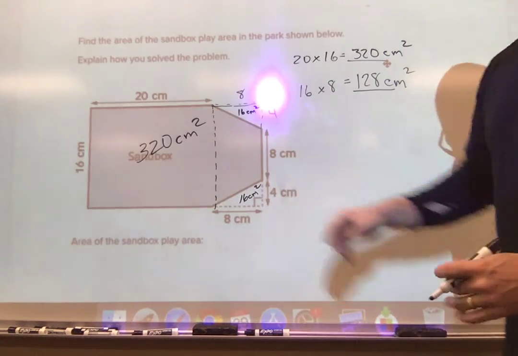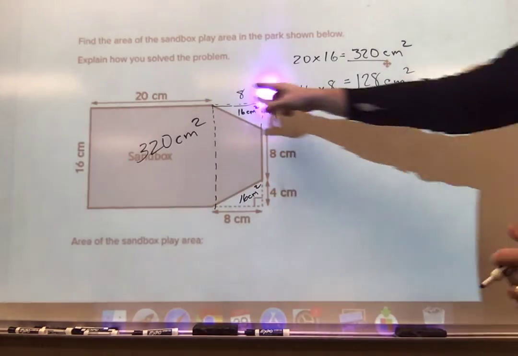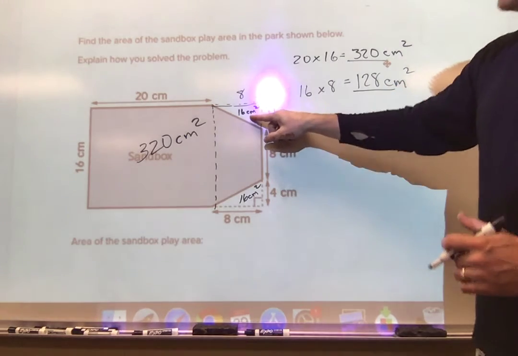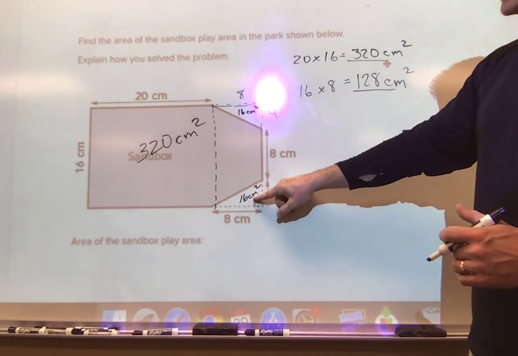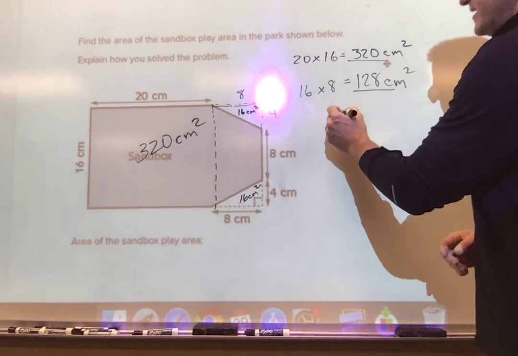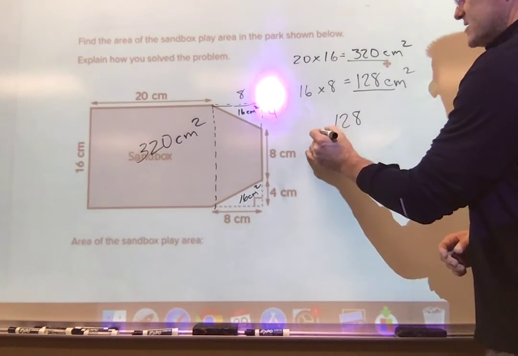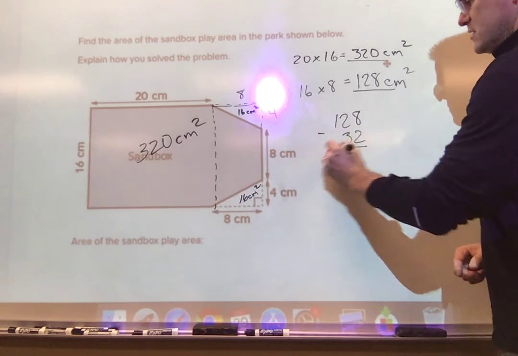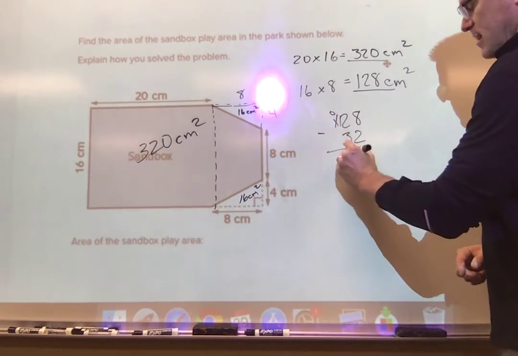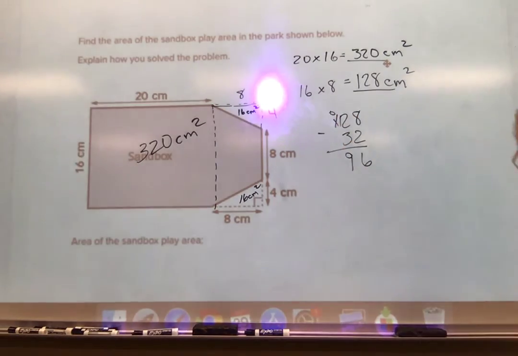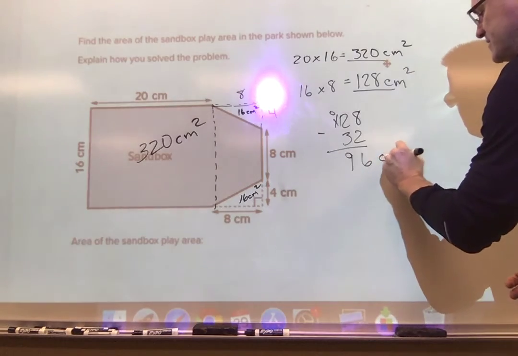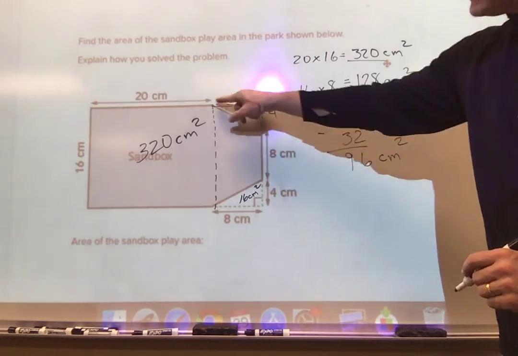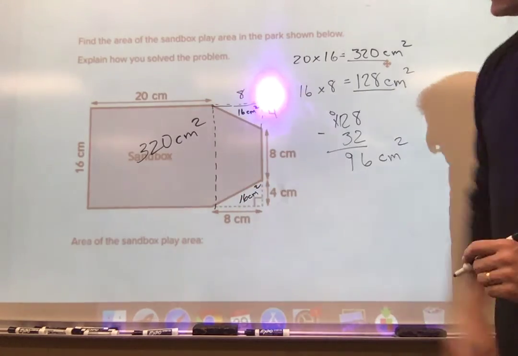So I need to take both of those out of this big rectangle that I made right here that was 128. So I know if this is 16 and 16, that's 32 when I add them together. So I need to take this 128 square centimeters in this whole rectangle and subtract out that 32. Okay, and if I do that, I get 96 square centimeters. That is in this area right here, this trapezoid, because I've taken out and subtracted those out.